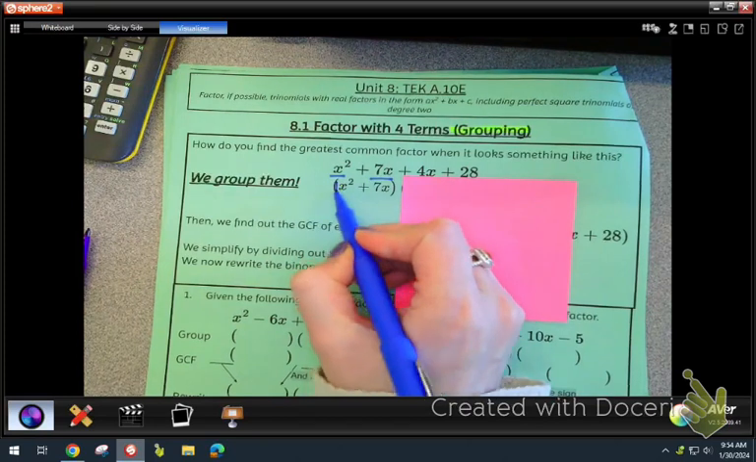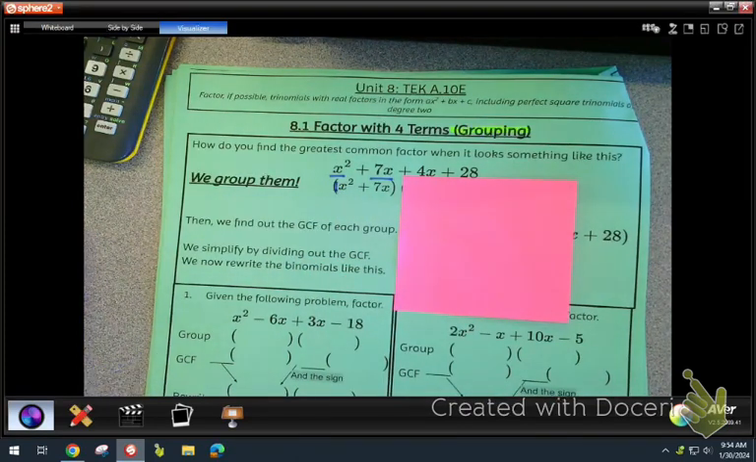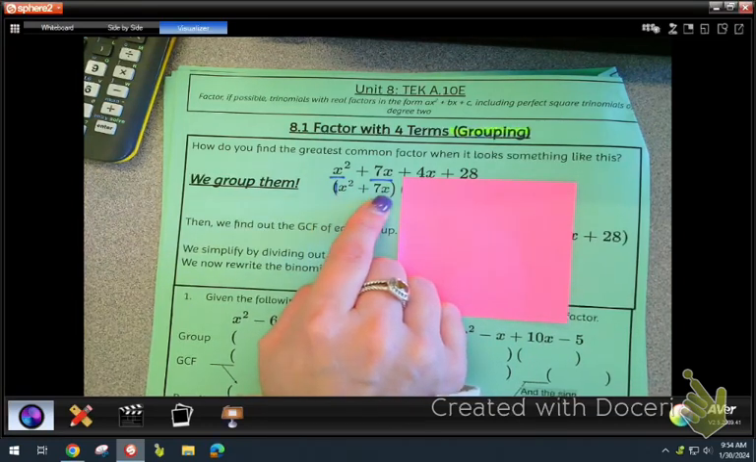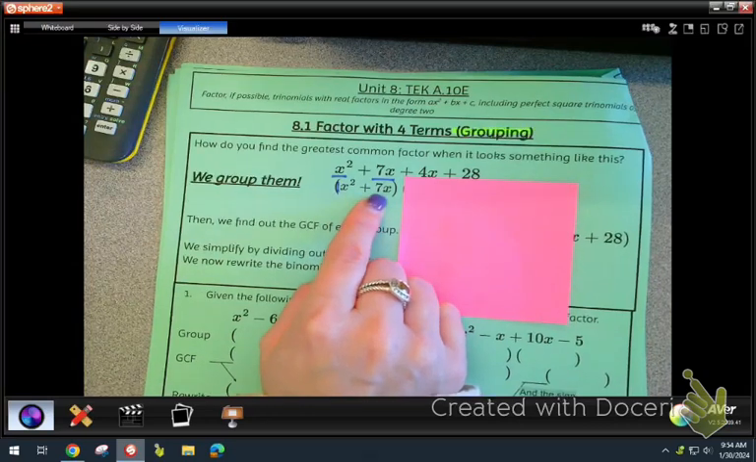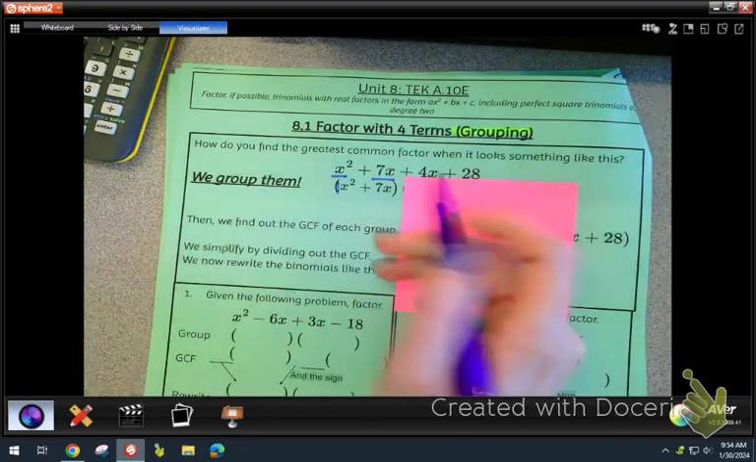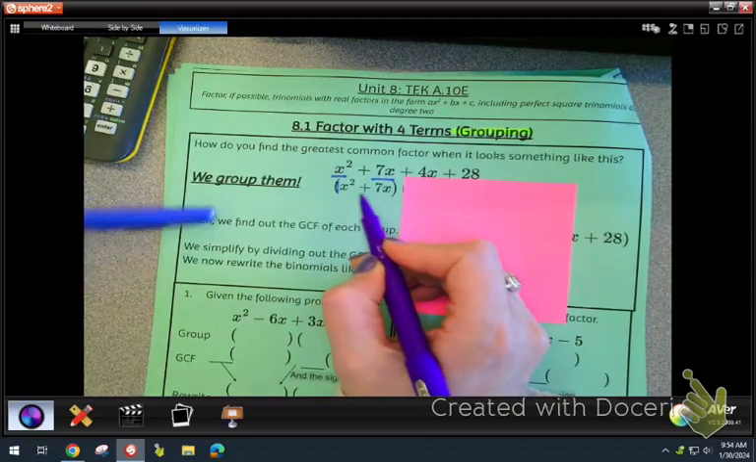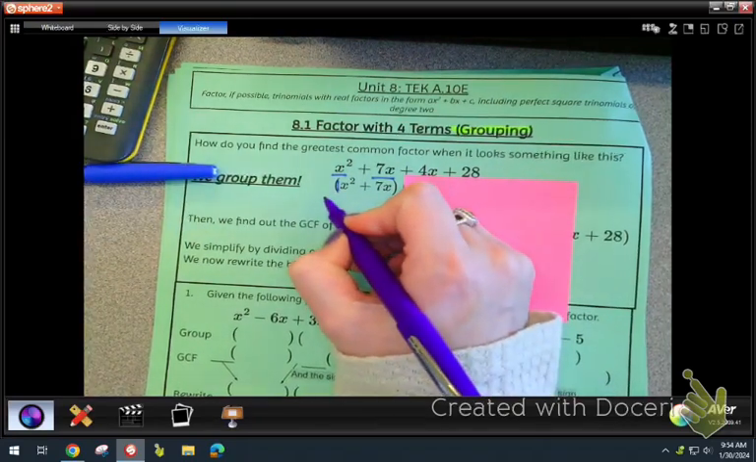Numeric-wise, 1 and 7. Can you take out a GCF if you have a coefficient of 1 somewhere? What's the smallest number? 1. Do we have to write a 1? No. Okay, so I'm not going to write an actual 1. But what's the GCF between x squared and x? Do they both have an x? Yes. What is the smaller power? Just the x. So what's the GCF here? X.